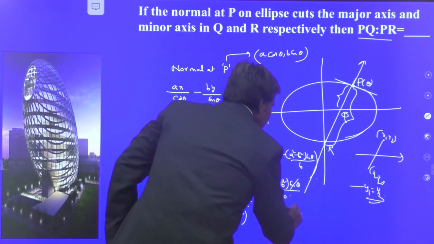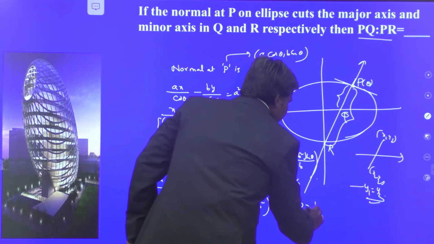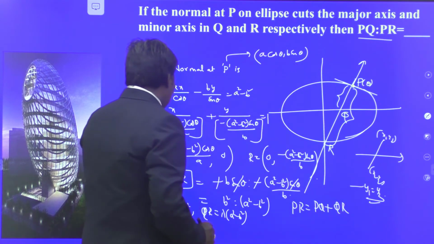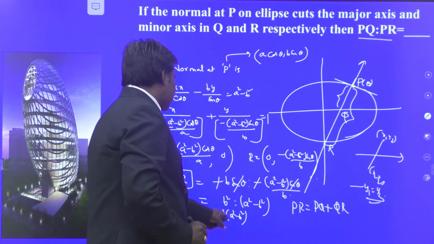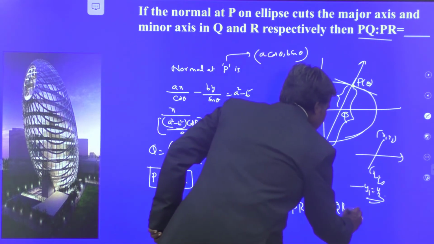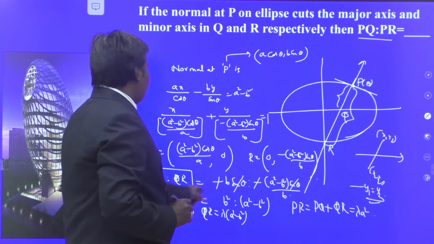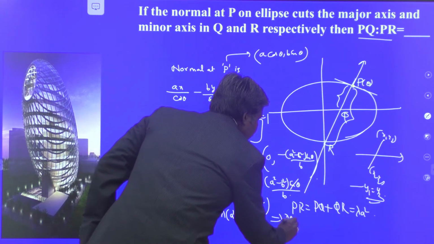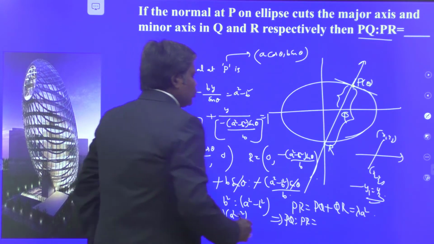Now PR is nothing but PQ plus QR. We have PQ and QR. Add them. Lambda b square gets cancelled, that is lambda a square. Lambda times a square. Now, what about PQ is to PR, my dears? PQ is to PR is equal to lambda b square is to lambda a square.